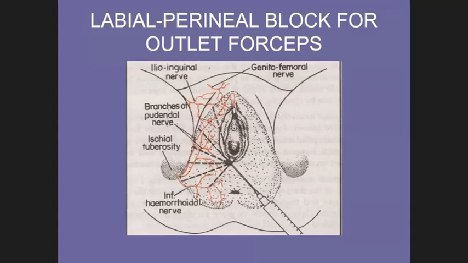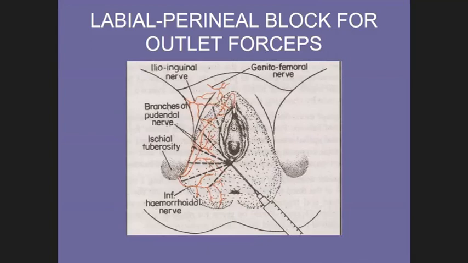You take a little bit in, then you aspirate for blood. If there is no blood, you inject into 1, 2, 3, all these areas. That will block the ilioinguinal, genitofemoral, branches of the pudendal nerve, ischial tuberosity, and inferior hemorrhoidal nerve. So these are the nerves that give extreme pleasure for women, but these are not important during childbirth, right? So we block all of them by giving this, and then we make a deliberate cut and then deliver the baby.